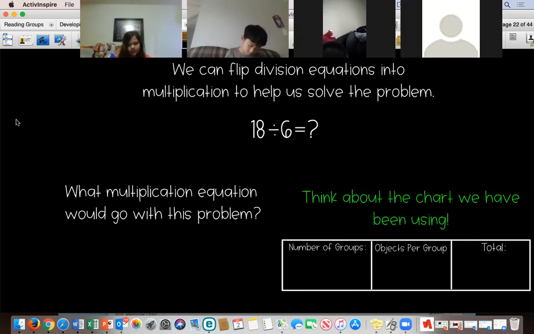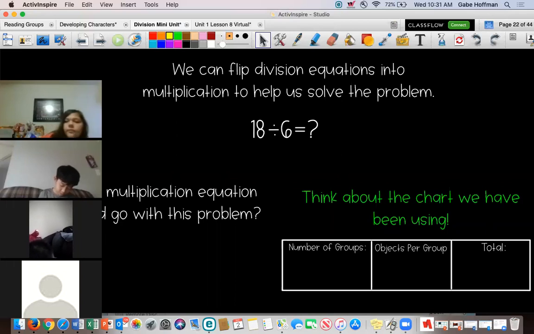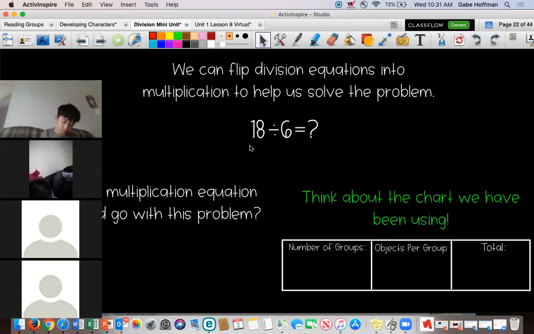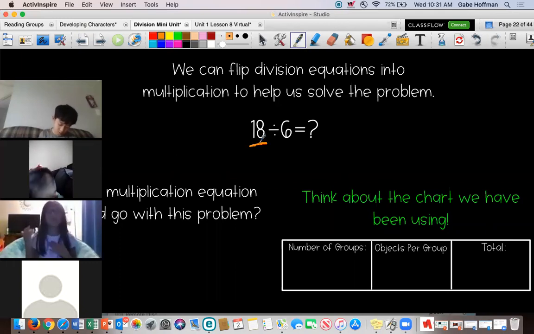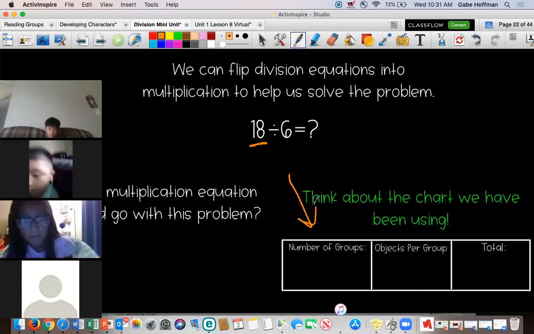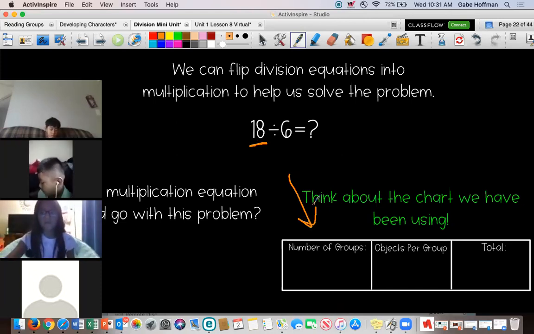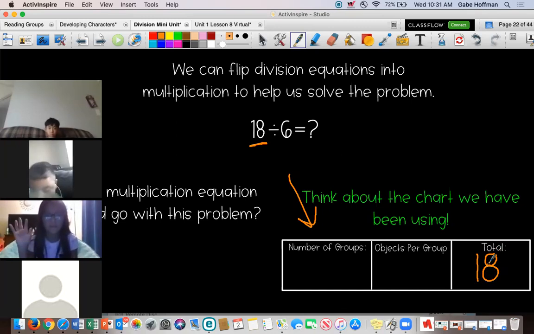I would start with the chart. So look at these two numbers that we have. Look at our 18, okay? Thinking about our chart down here, where would we put 18? Total. Yep, good job. 18 would go in the total. And then where would you put the 6? Number of... in either spot.